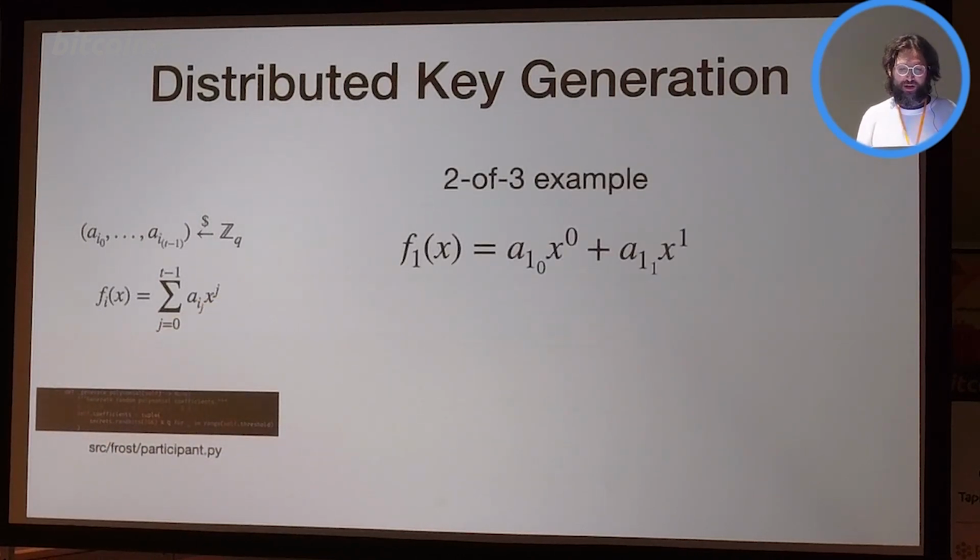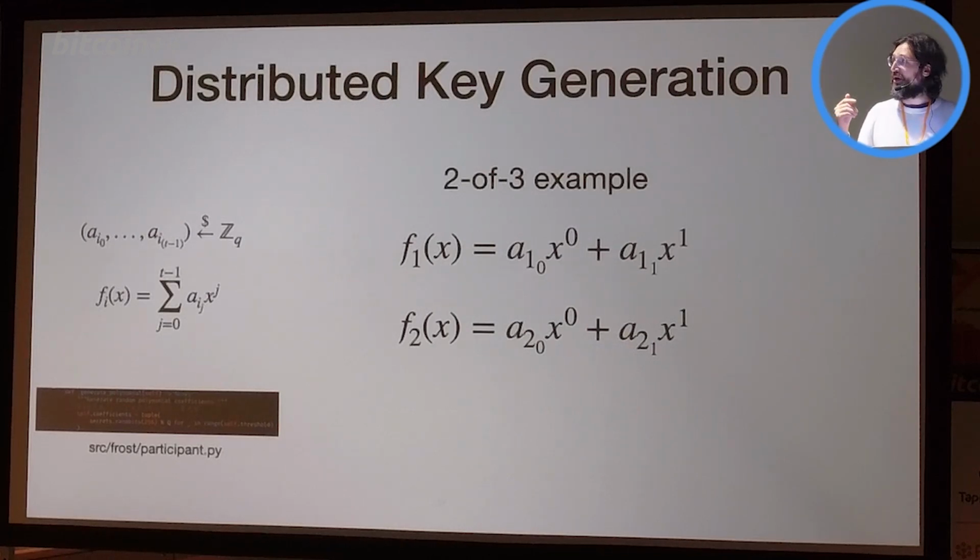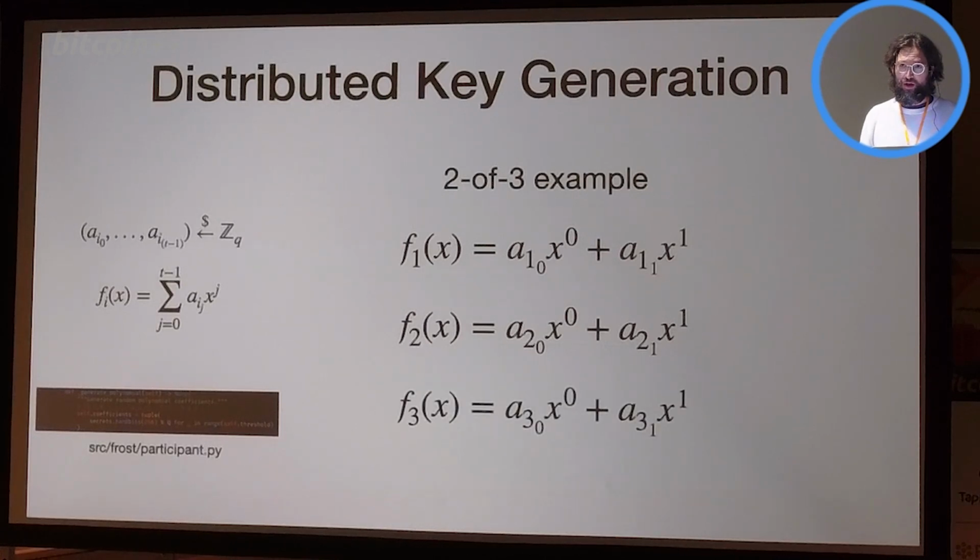So let's look at a 2 of 3 example. Participant 1 creates the polynomial f1 and gets their random coefficients. Participant 2 generates their own polynomial f2 and their own random coefficients. And participant 3 does the same. So we have 3 polynomials, 3 sets of random coefficients, 1 per participant.